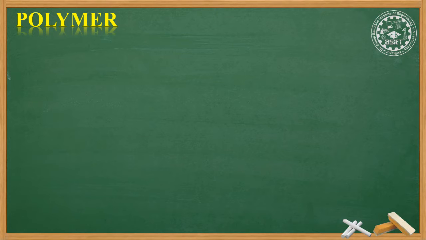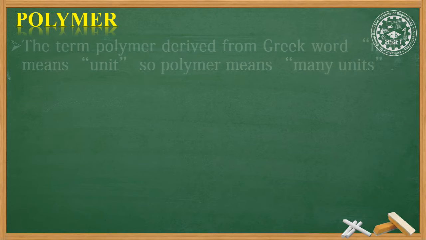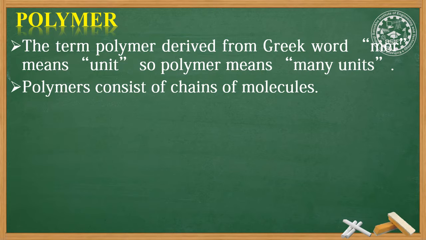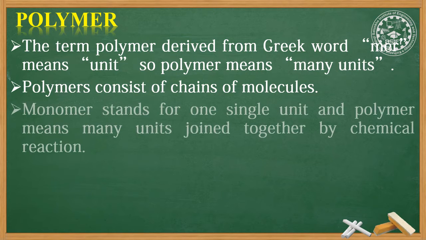Before starting with the plastics, let us understand the term polymer. Now the term polymer is derived from the Greek word mero, meaning unit. So polymer means many units, isn't it? Mero is unit and poly means many, so it is many units. Polymers consist of chains of molecules. Monomer stands for one single unit and polymer means many units which are joined together by a chemical reaction.